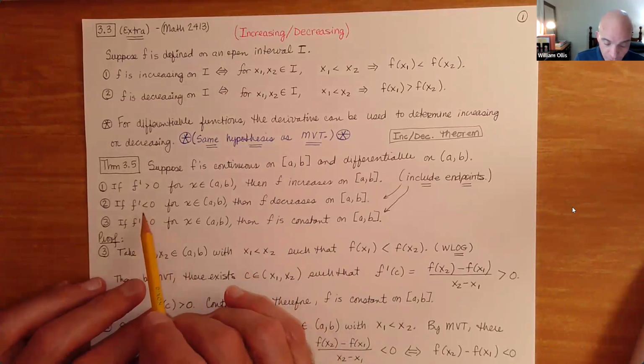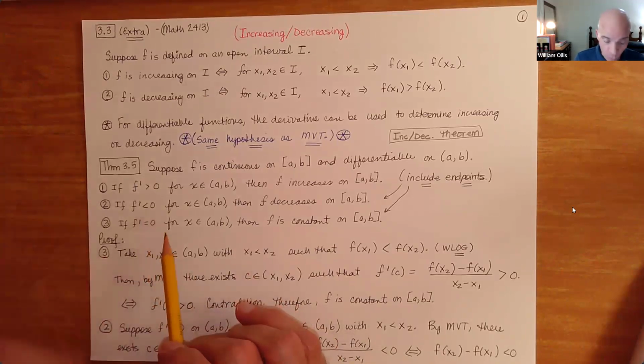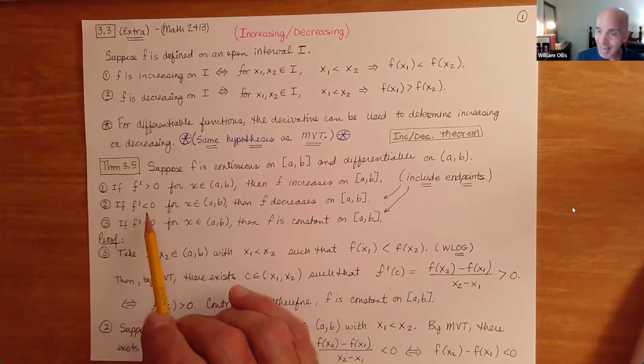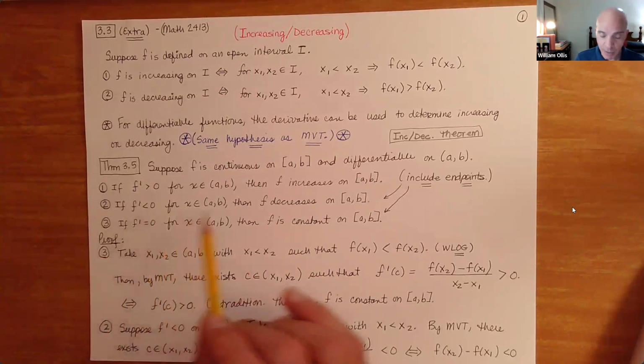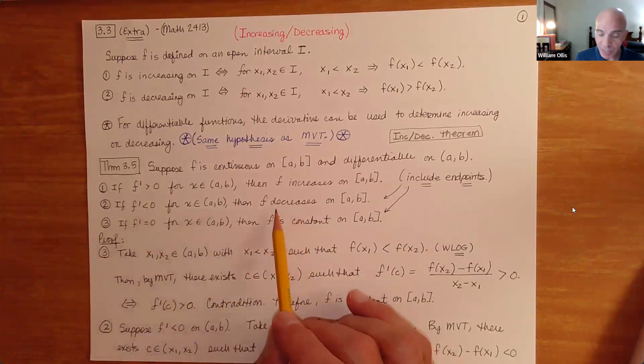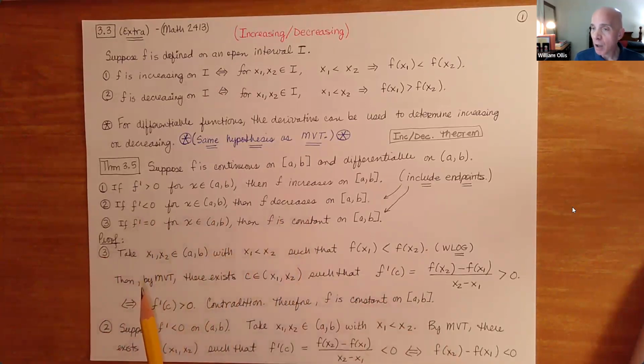Now, for the other case, we have two more cases. If the derivative is actually less than 0 or negative for x in the open interval, then we get f decreases on the closed set. We can extend to the endpoints, use them or not. And then another thing that is actually very useful to us is that if the derivative is identically 0, then the light bulb comes on and says we have neither increase nor decrease. We just have a constant function.